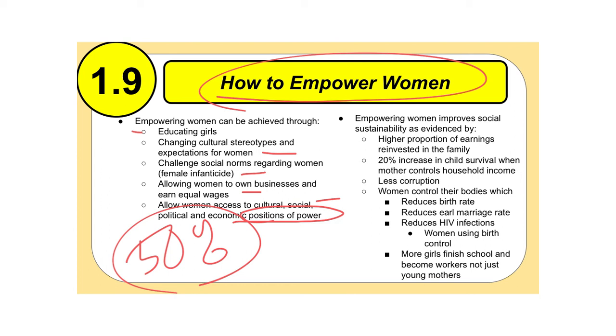And here's why. Empowering women does improve social sustainability, and we have evidence to support this: higher proportions of earnings reinvested in the family. Well, hello. If you have two incomes and the woman is bringing income, and let's say she was actually making the same pay as her husband, think about that. That's going to give that family a lot more spending power. But again, no one seems to think that. 20% increase in child survival when mother controls the household income.